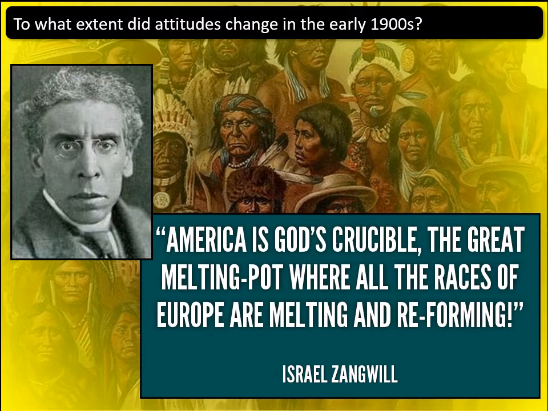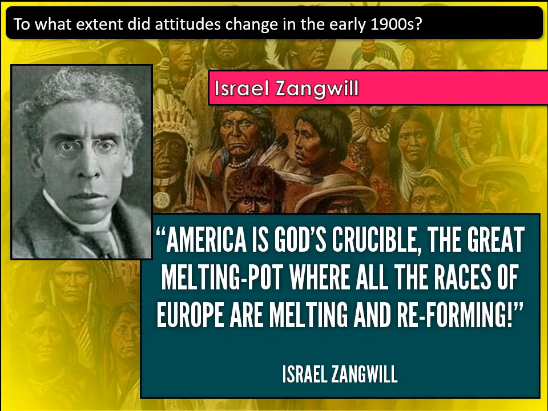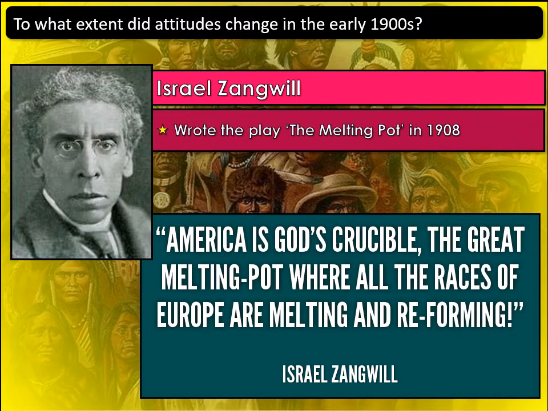If you don't know what a crucible is, it's where you melt gold. It gets incredibly hot, incredibly intense. It's where you can melt precious metals and then reshape them. And Israel Zangwill compares America to a crucible, a melting pot, where different people of different races are kind of melted down and reformed into the American nation. This was best seen in his play called The Melting Pot of 1908.